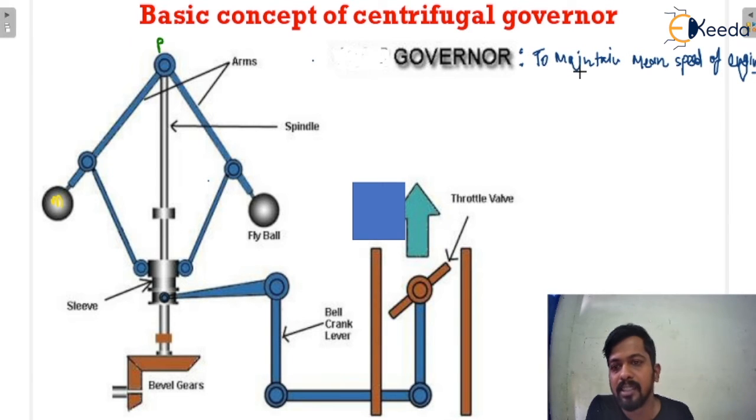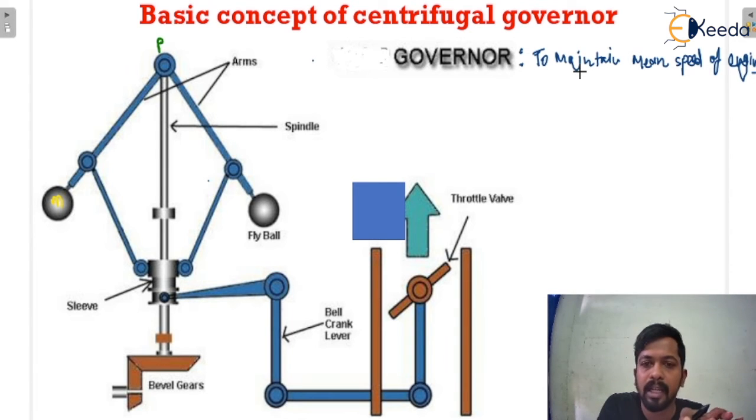So why do we use the governor? Just to maintain the mean speed of the engine. That means this is important from an examination point of view, as well as from an interview point of view, because in the interview generally they ask the difference between the governor and the flywheel. What is the flywheel? We will study in the flywheel chapter. So basically, what is the governor's aim? That is to maintain the mean speed of the engine.